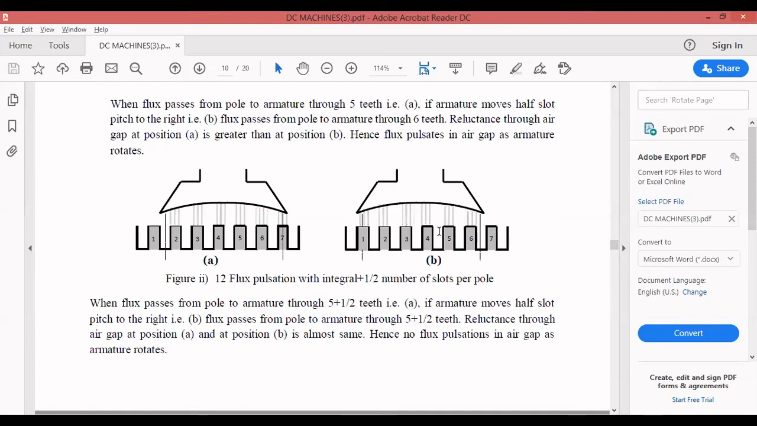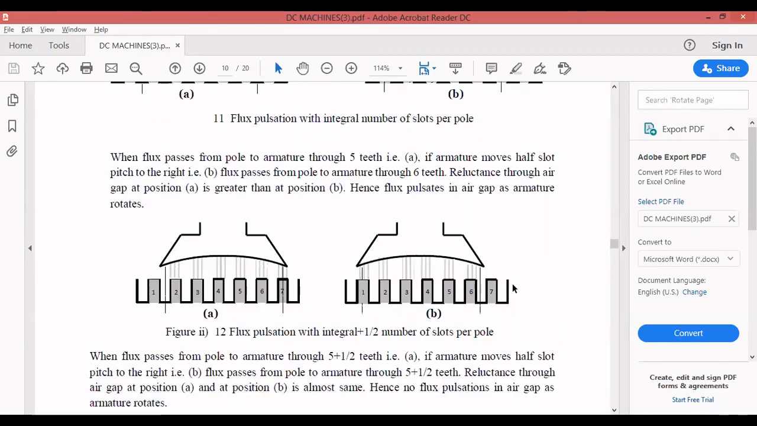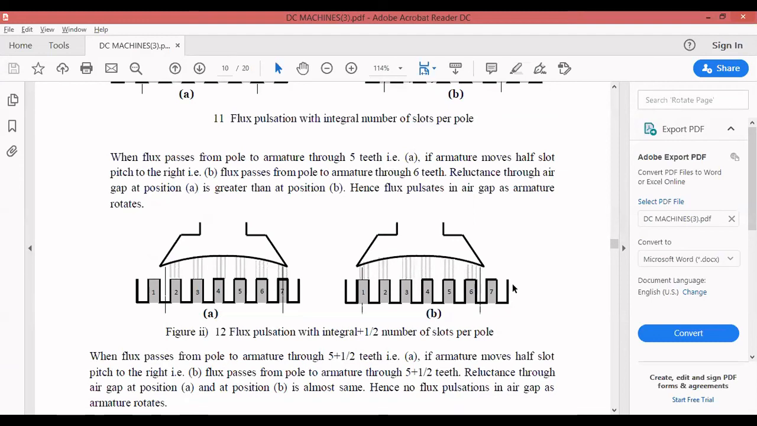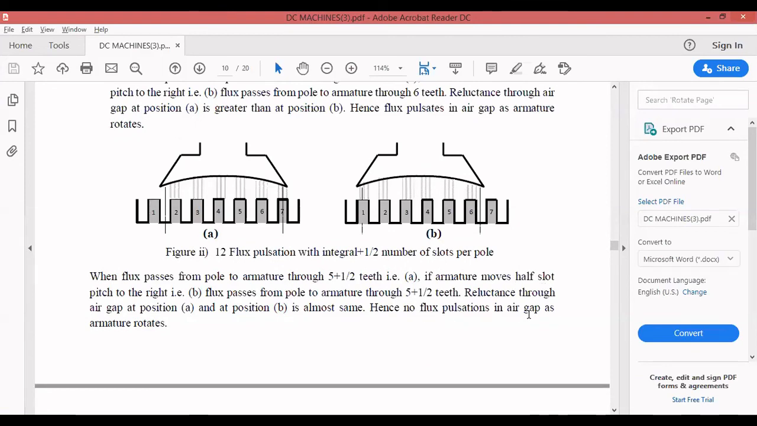try to maintain a fractional number of slots under each pole, or a fractional number of teeth. Either you maintain the fractional number of slots or the fractional number of teeth, so that the reluctance offered in both cases will be the same and the flux pulsation will remain the same. That is regarding the flux pulsation. So you can end up that you maintain a fractional number of teeth or slots under a pole arc, so that the reluctance or opposition offered by the air in the air gap for the flow of flux will be the same in both cases. That is the meaning. Hence, no flux pulsation in the air gap as the armature rotates.